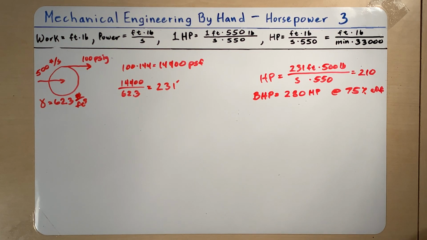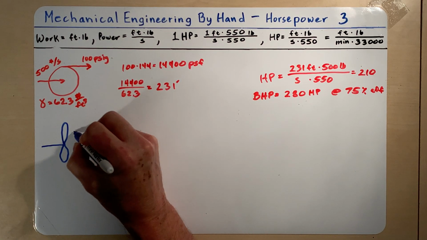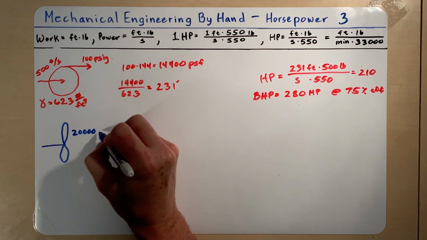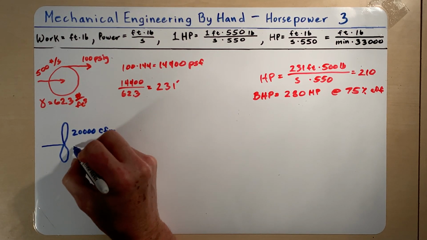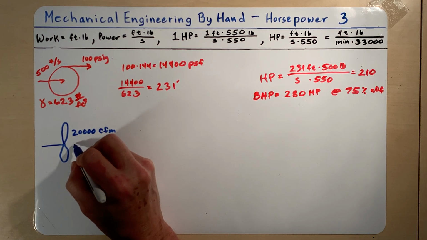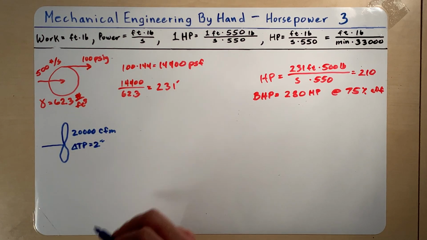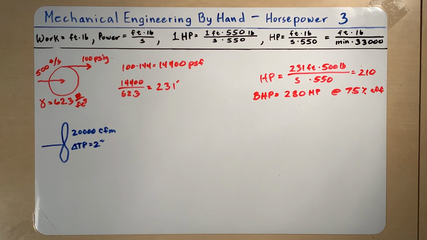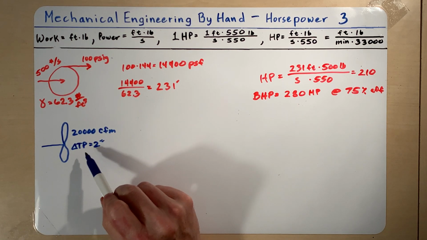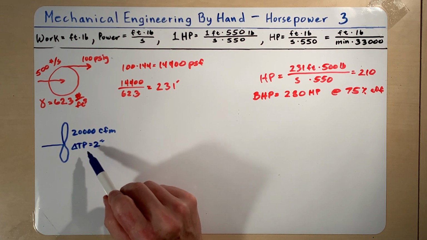Okay. Another example, let's see, we have a fan and it's blowing 20,000 CFM, and the change in pressure of that air across the fan is 2 inches of water. So just like the pump, I need to convert this pressure, which is measured in inches of water, to feet of air.